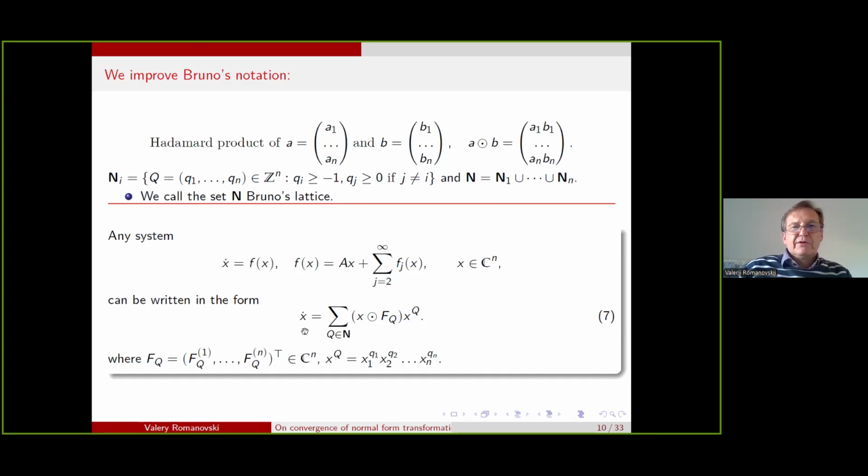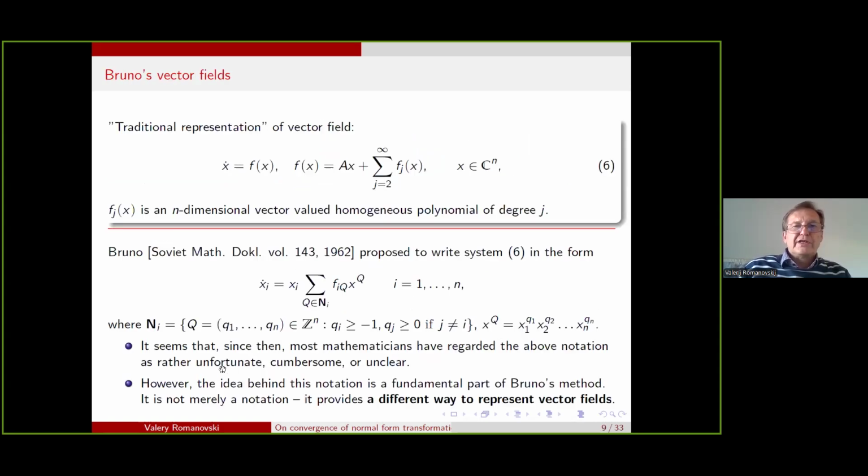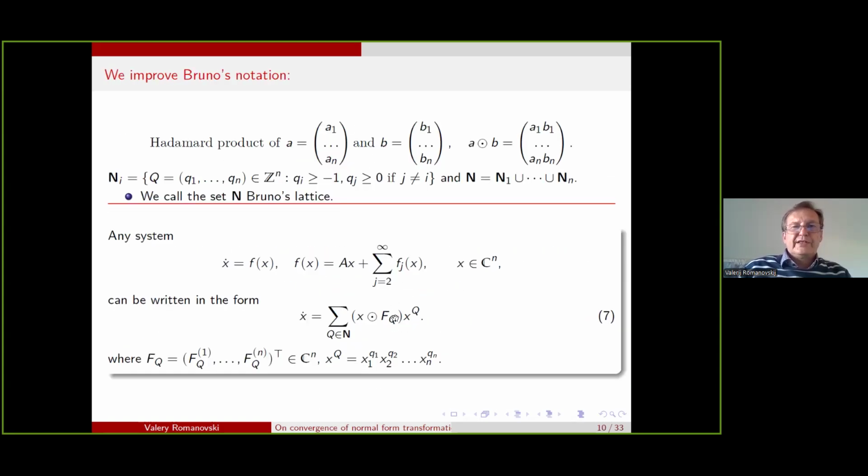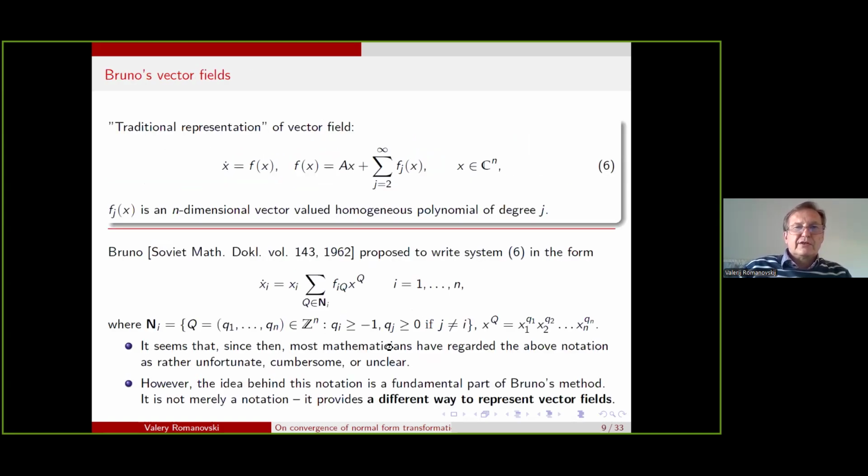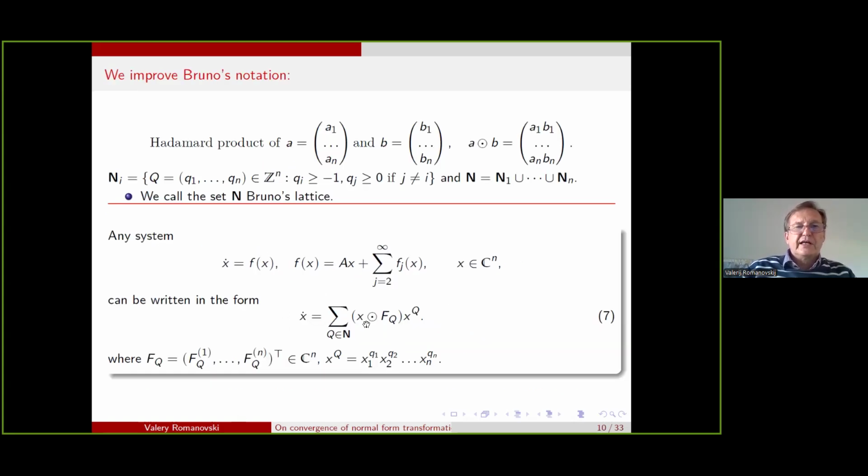Then any system of the traditional form can also be written in such a form. So it's like Bruno's form, this one, but we will see this is much more convenient. So here fq is just a vector, and xq is just this one, and you have the Hadamard product. So fq here is the same as if you write this as a vector, you will have this fq.